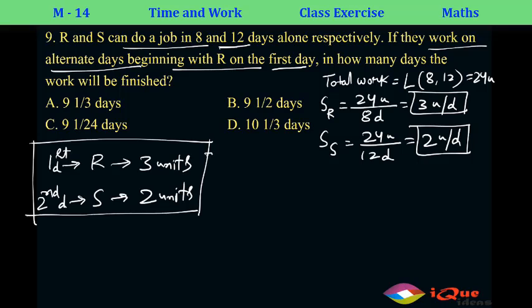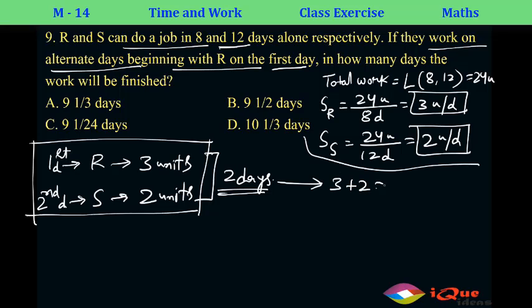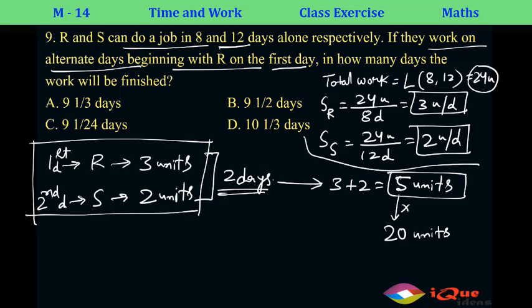So this 2 days' work will keep repeating. In 2 days the total work done by them together is 3 plus 2, that is 5 units. Though they have not physically worked together, the total quantity of work done by them in 2 days is 5 units. And the total work that they have to do is 24 units. Now what we do is we go to the nearest multiple of 5 to 24. What is the nearest multiple of 5 to 24? It is 20. And 20 is how many times 5? 20 is 4 times 5.